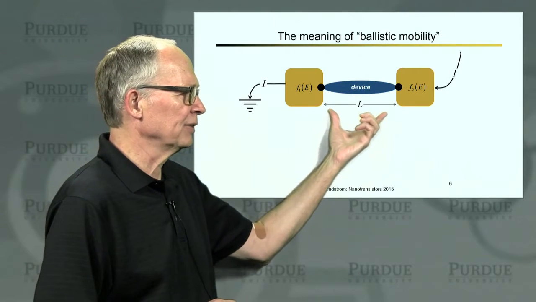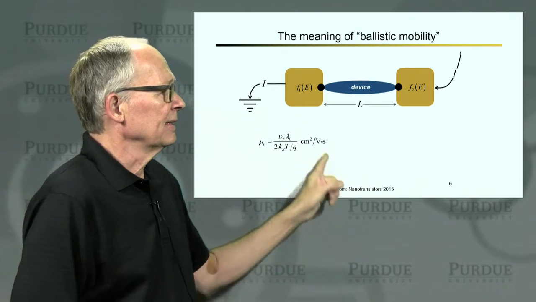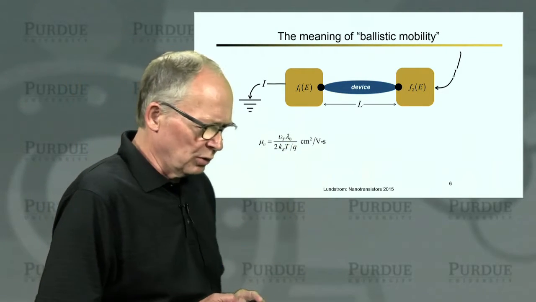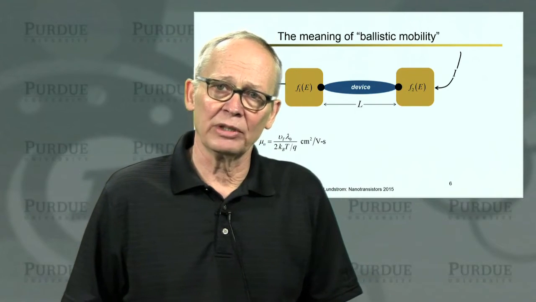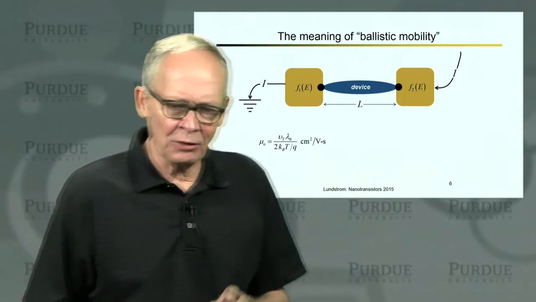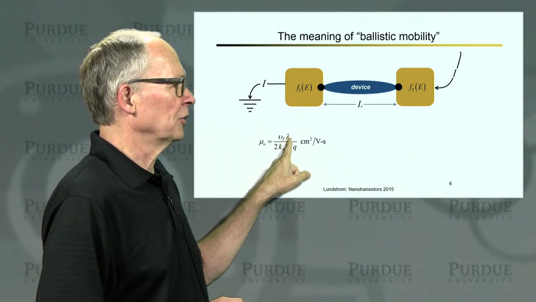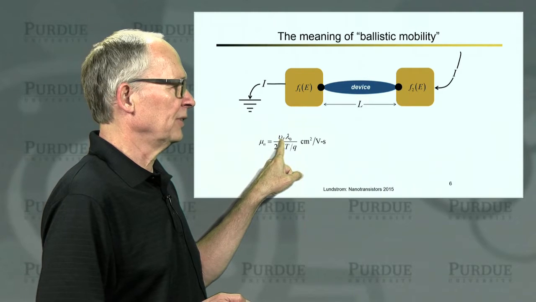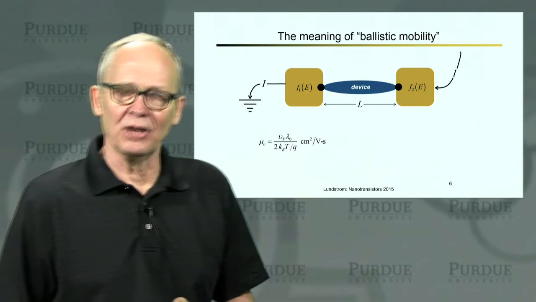Now here's our nano device. It has some length L. Okay. Now we will discuss scattering and we'll discuss mobility a little more in Unit 4 when we add scattering to our picture. But for now, let me just give you this expression for the mobility in terms of the thermal velocity, kT over q, and this quantity lambda naught.